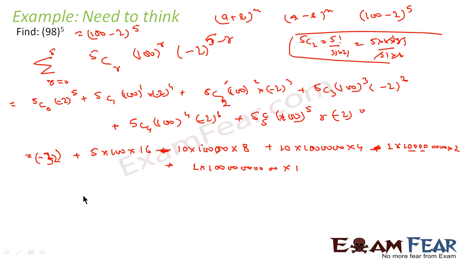So you got this. So if you solve this, what you get is 9,039,207,9... this is the answer. So what we have done is we have converted 98 to the power 5 into 100 minus 2 to the power 5. We have applied the binomial theorem and expanded this to get the answer.